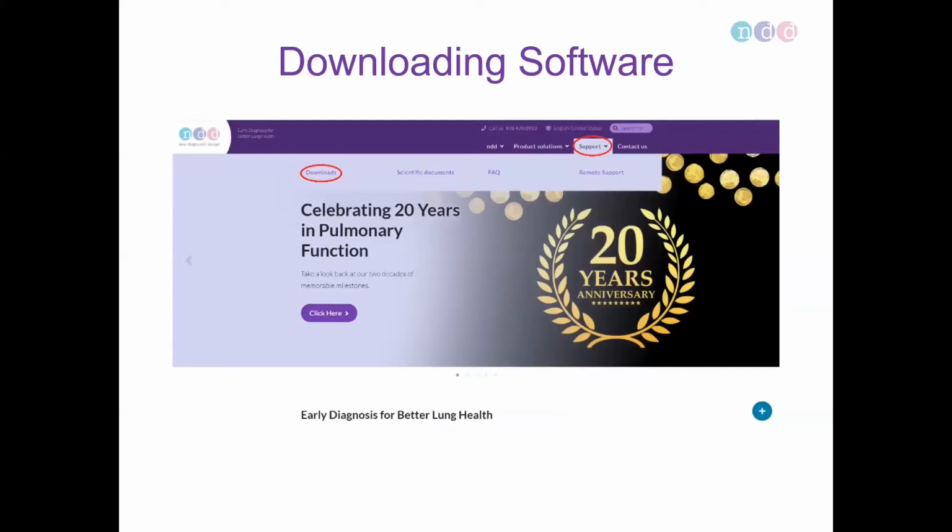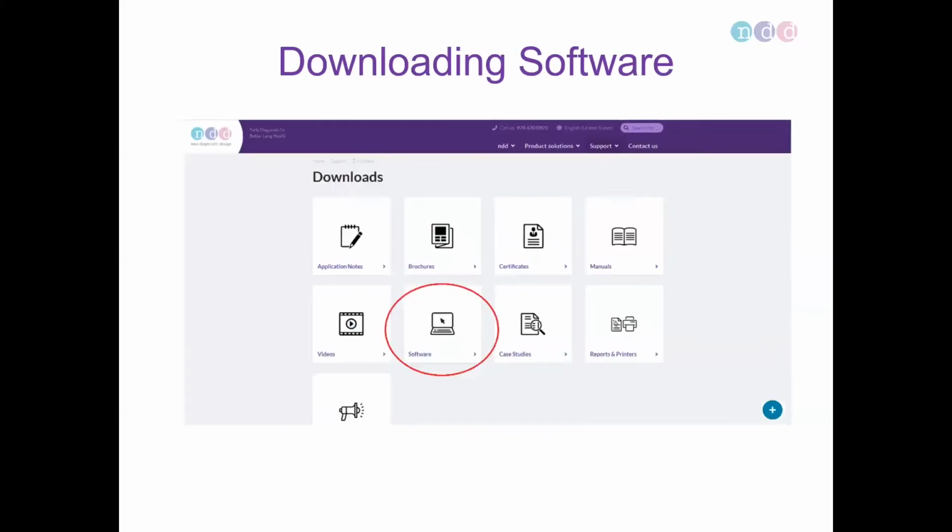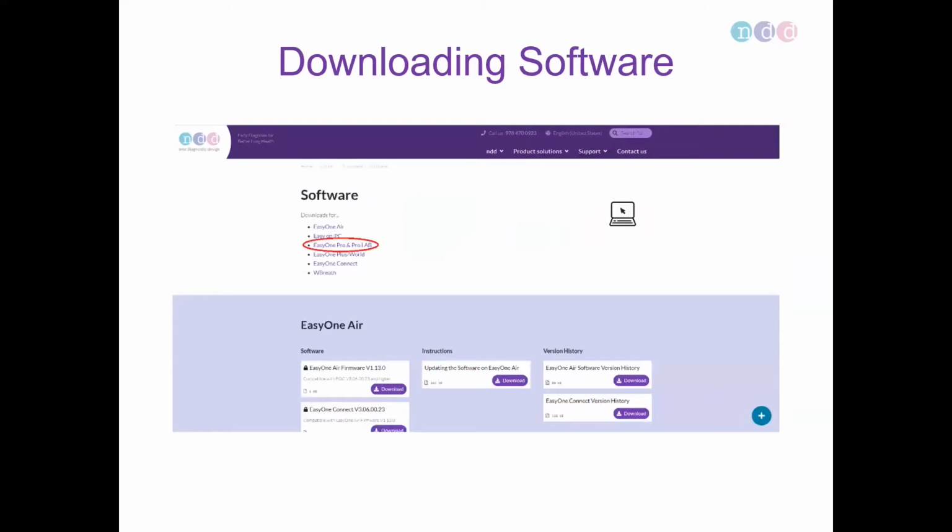When you go to update your software, you're going to go to our website, and you're also going to need your USB stick at this point. When you're at our website, you'll see support at the top, and then you're going to go to downloads. Under the downloads, you'll go to software. This is where you can choose which device you're updating, whether it's your EasyOne Air, your EasyOne PC, your EasyOne Pro and Pro Lab. And today we're going to go with EasyOne Pro and Pro Lab.